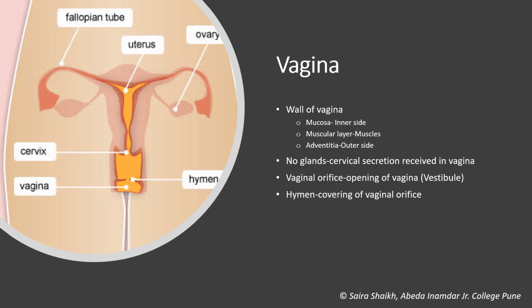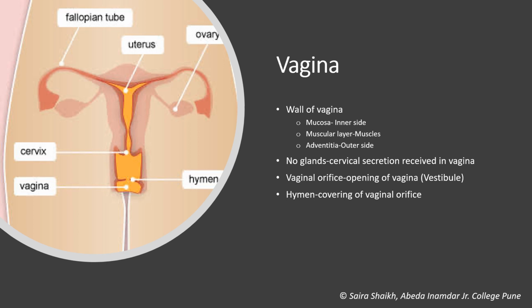Mucosa is the inner side. The muscular layer is the middle layer and it is made up of muscle. At the outer side, the adventitia layer is present, which is a protective layer. The vagina does not have any gland, but it receives the secretion of the cervix.